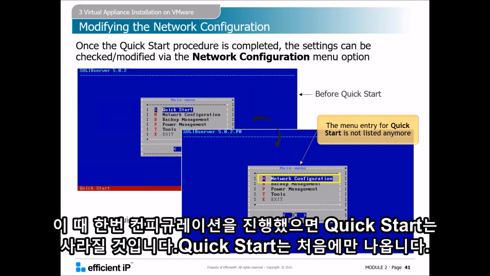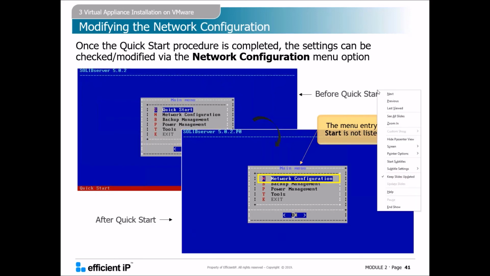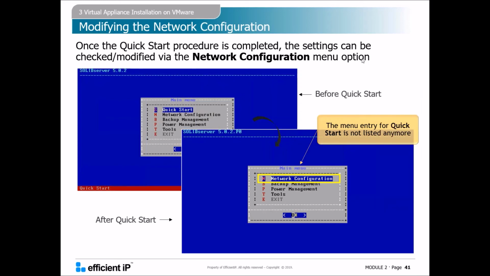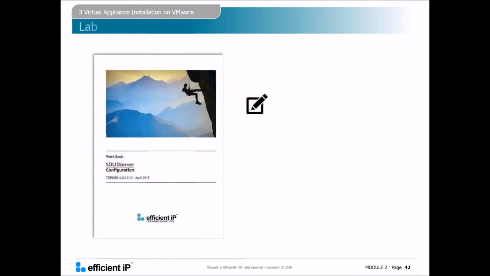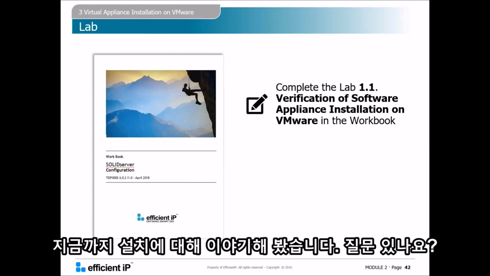By this time, once you have applied the configuration, the quick start will disappear. So quick start only appears for the first time. Subsequently, it will just show the network configuration plus the other list. Right, so that's about it.